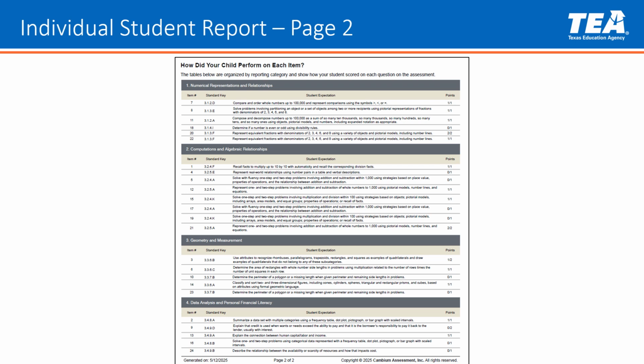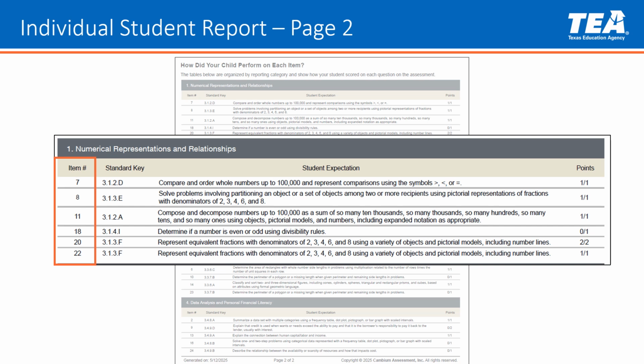A second page of the report may have been provided by your student's teacher. The first column shows the question number. The second column identifies the standard that was assessed by that question. Each standard key is listed in the chart. The first number in the standard key is the grade level, which for this group was all grade 3. The second number is the reporting category.